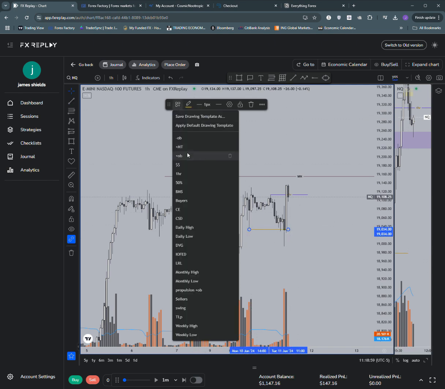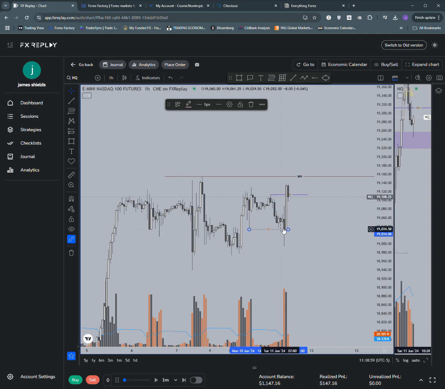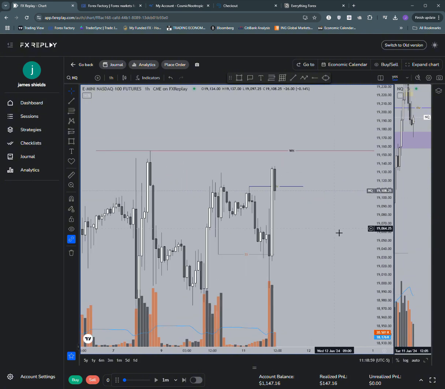PM session low, yesterday's previous PM session low. 9 o'clock closes above it. So this could be consolidation, manipulation. We'll see what price does. This 1 hour fair value gap.